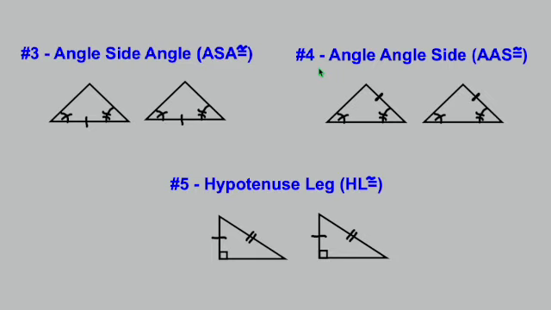And then the fourth is similar but a little bit different. Yes, we have two angles, but you'll notice here it says angle, angle, side. What that means is, yes, we have two angles that are congruent to two angles over here, but the side is not between the two angles.